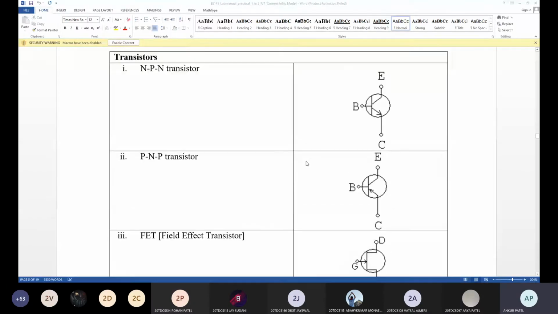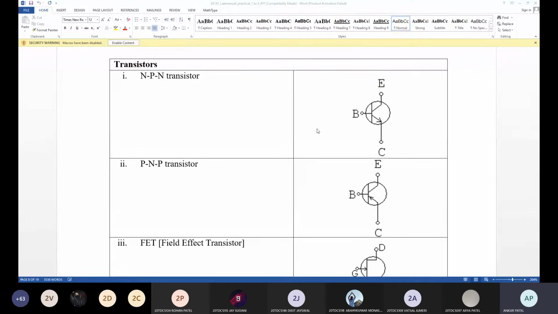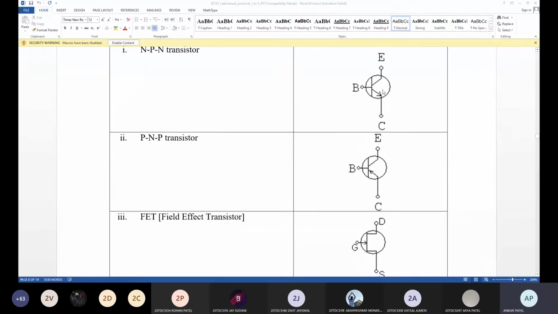Transistor, NPN: base, collector, emitter. If the arrow is outwards, it is called NPN. If the arrow is inward, it is called the PNP transistor. The load is always connected on the collector side, because whatever holes and electrons we are inserting are collected by the collector.